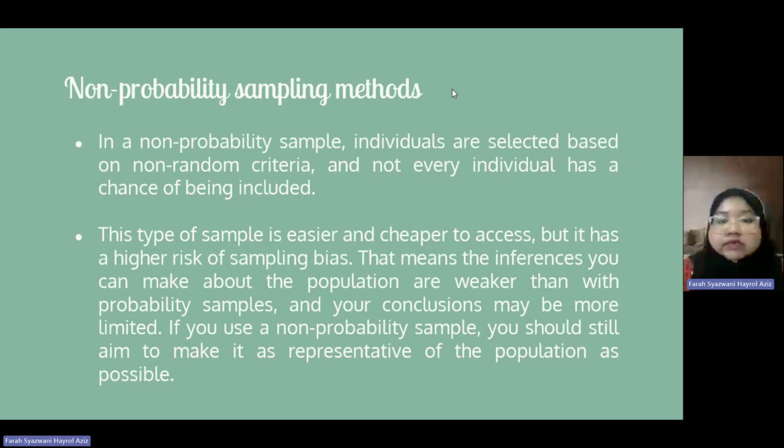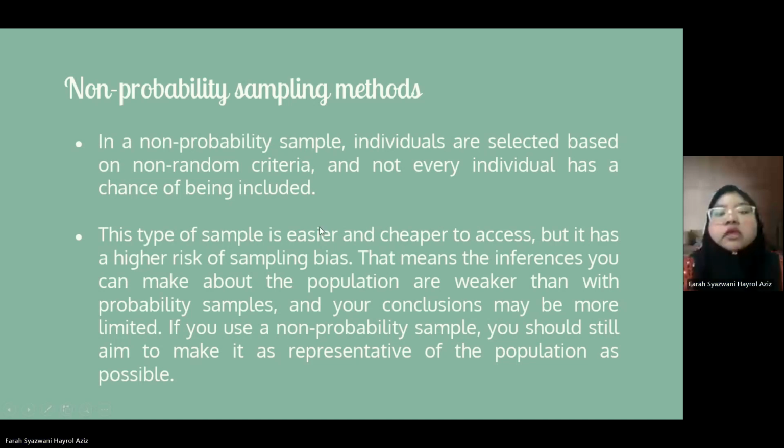So this type of sample is easier and cheaper to access, but it has a higher risk of sampling bias. That means the inferences you can make about the population are weaker than with a probability sample, and your conclusions may be more limited. If you use a non-probability sample, you should still aim to make it as representative of the population as possible.